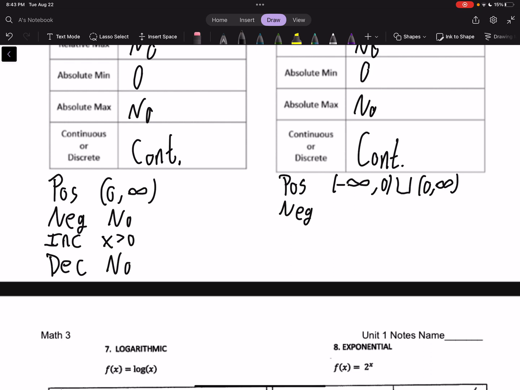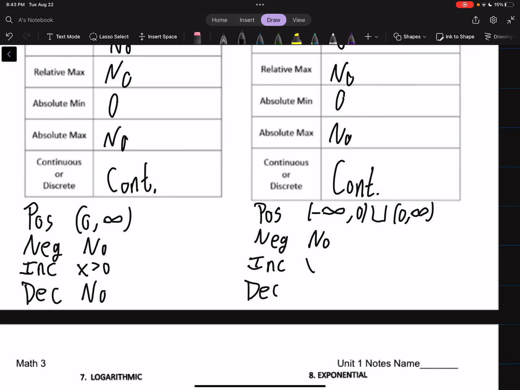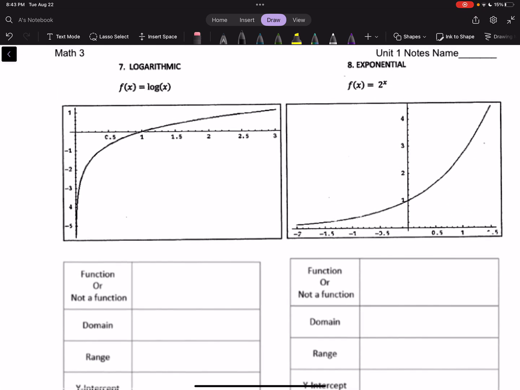Negative is not. Increasing, decreasing: it's increasing on the right side, decreasing from the left to the middle. So, increasing x greater than 0, decreasing x less than 0. Logarithmic and exponential. Alright, for these last two, I'm going to do them at the same time. That's because they are inverses of one another. An inverse means the domain and the range are flipped.